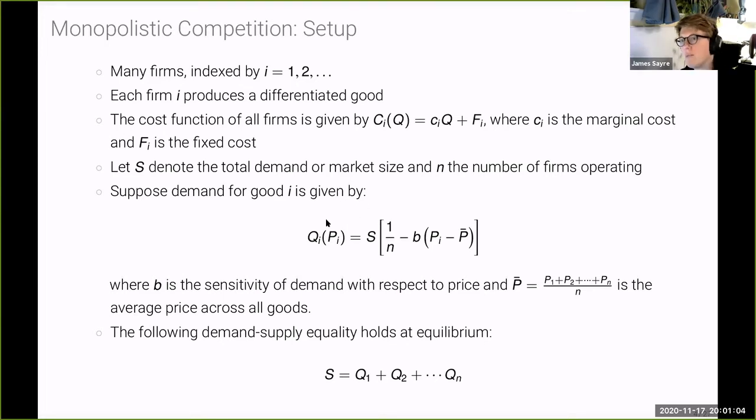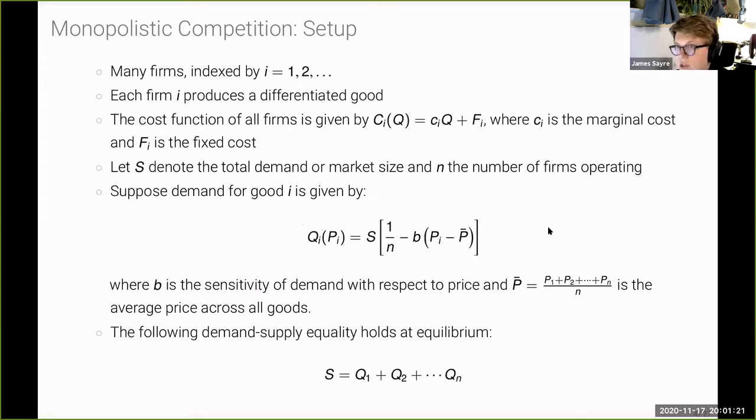Okay, so one of the big assumptions, and this is just going to be an assumption, is what demand for good i is going to be given by.